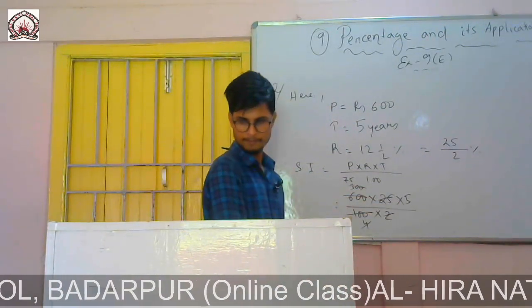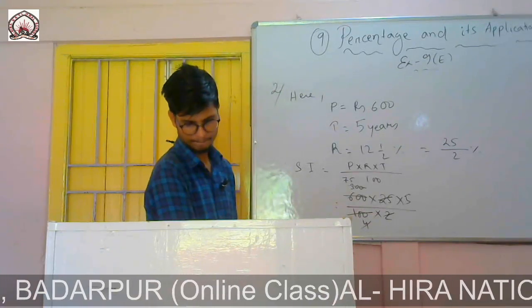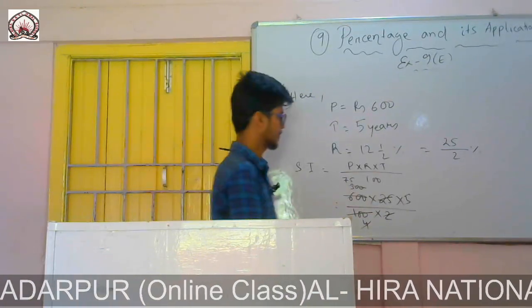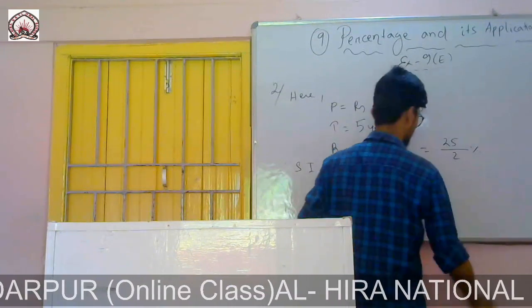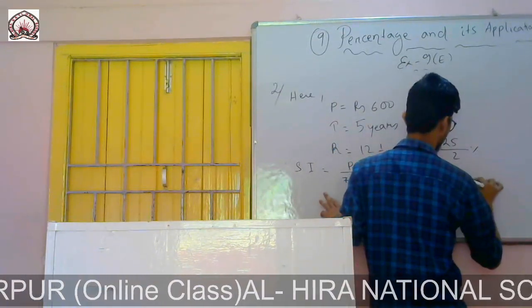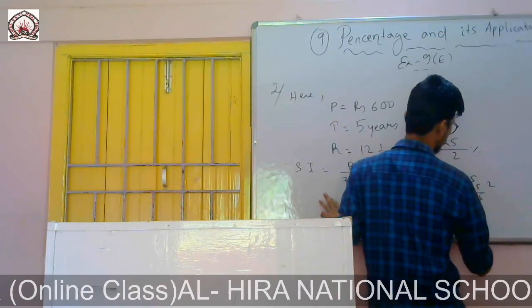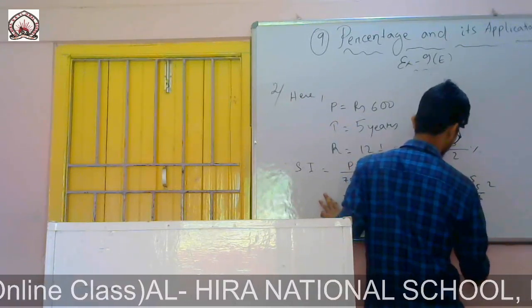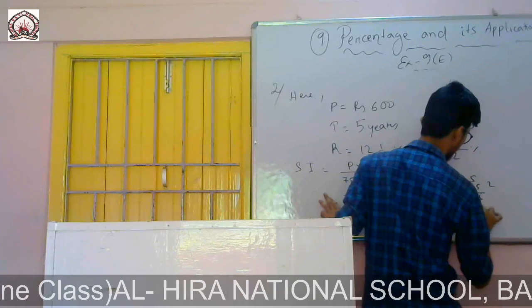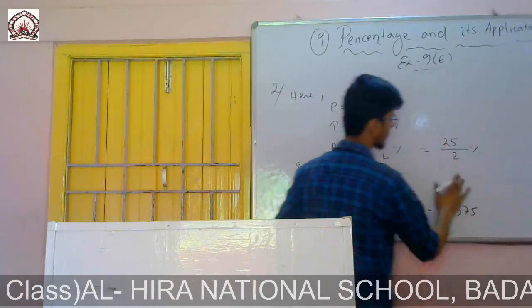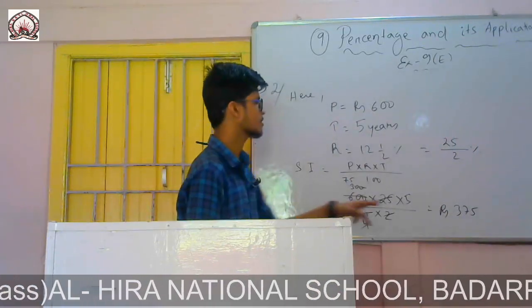So 75 into 5. Simply multiply: 5 5s are 25, 2, 5 7s are 35, 36, 37. That means rupees 375. So this is your simple interest.